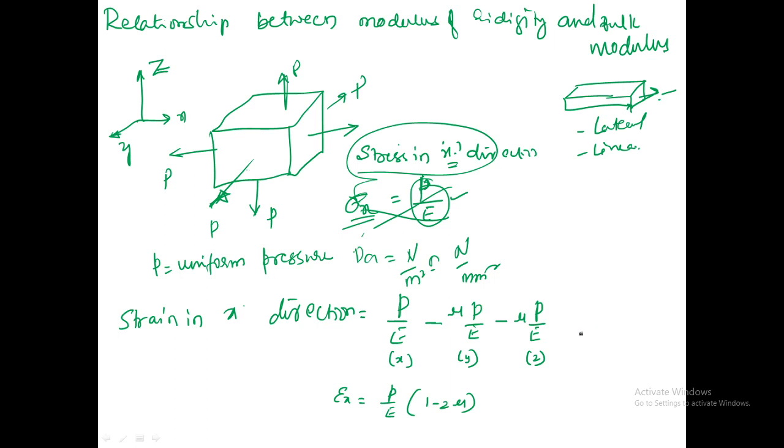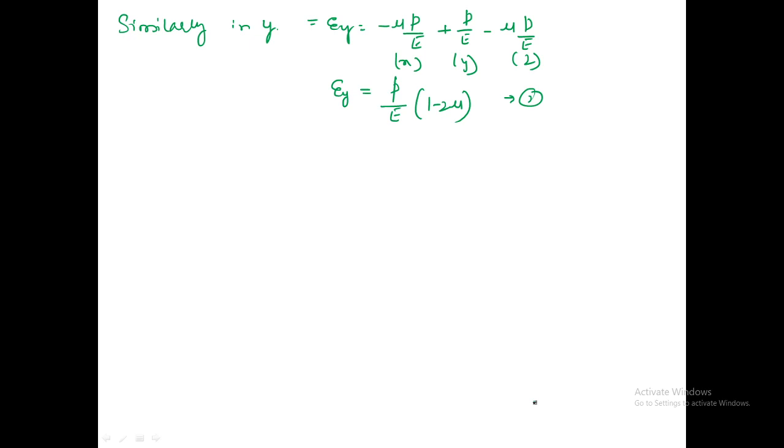Earlier we had one equation here. Now this is the second equation. If you write it for strain in z direction, you get the same equation, P divided by E into 1 minus 2 mu.